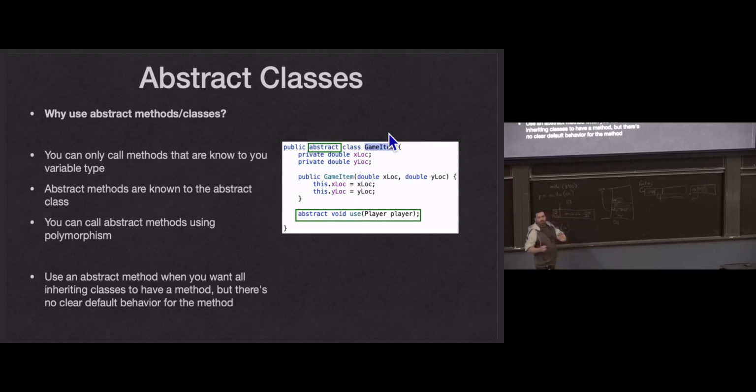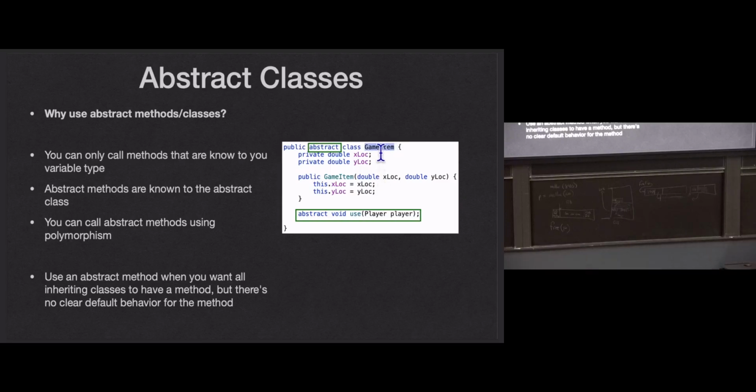But I never said you can only call the methods that the game item class defines, just methods that are known to the game item class. So if we have an abstract method in the game item class, game item knows about that method. And now when we're using polymorphism, we can call that method.